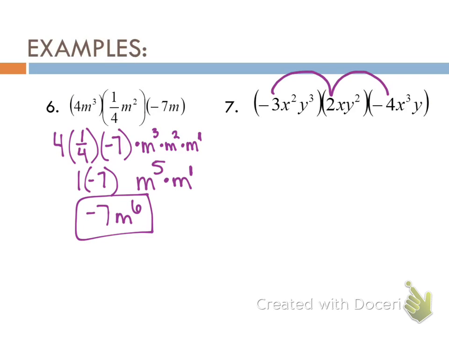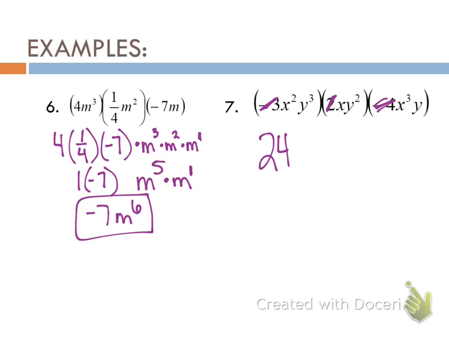Negative 3 times 2 times negative 4, we agree should be 24. Okay, so negative 3 times 2 would be negative 6 times negative 4 is a positive 24. We're okay with that? Okay, I'm going to take that line away. If you want, after you use something up, you could kind of cross it out. We used up the negative 3, the 2, and the negative 4.